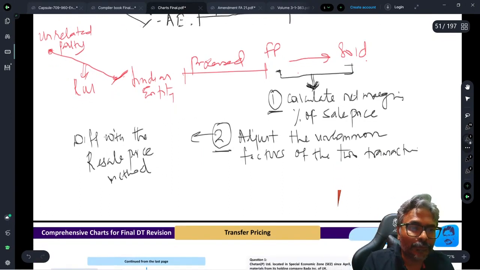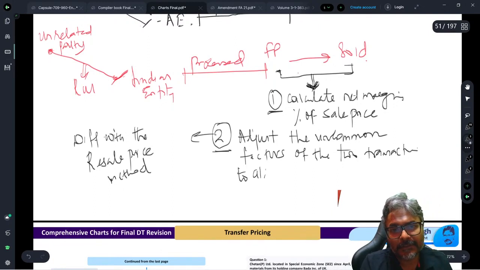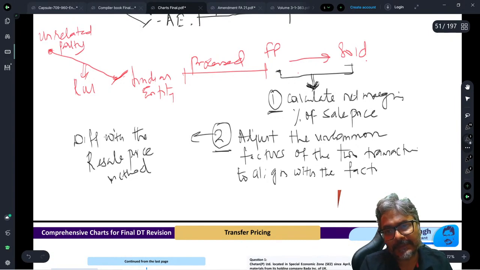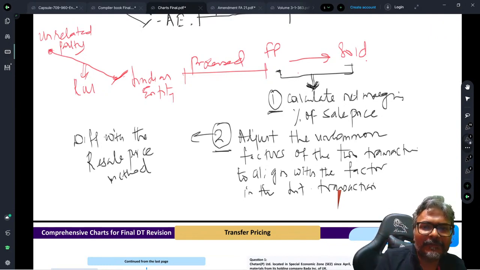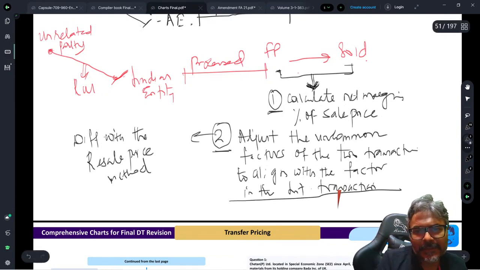Of the two transactions, to align with the factor in the international transaction. So after step number two, students, now herein the same thing.